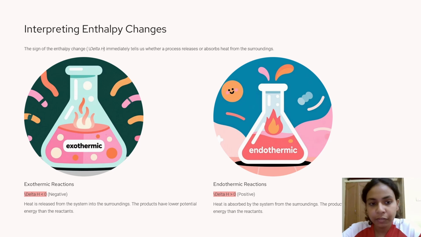There are two types of enthalpy changes, two types of reactions we'll get. In the case of exothermic reactions, when the heat is given out by the system, when the heat is released, in that case delta H is said to be negative. And when the heat is absorbed by the system, delta H is said to have a positive value. The example for an exothermic reaction would be burning of wood, and the example of an endothermic process could be melting of ice, where the heat is absorbed.